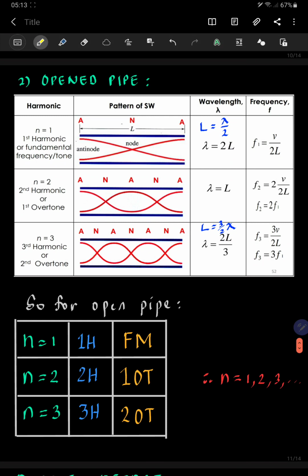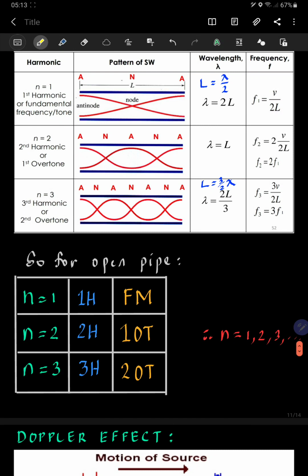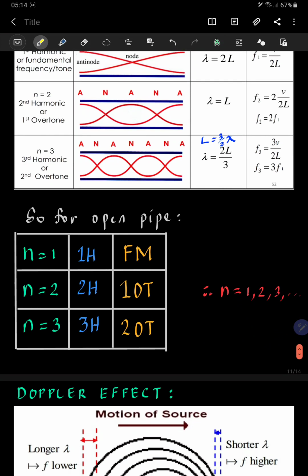It seems the same as our stretched string before, isn't it? Where our f starts with 1, followed by 2, and followed by 3. So in this case, it is still the same as the stretched string. So n equals 1, 2, 3, 4, 5, and so on. n equals 1 is the first harmonic, n equals 2 is the second harmonic, n equals 3 is the third harmonic. The first harmonic is our fundamental mode, followed by the first overtone, second overtone, third overtone, fourth overtone, something like that. Again, by using harmonic terms in the question, we just take the numbers.